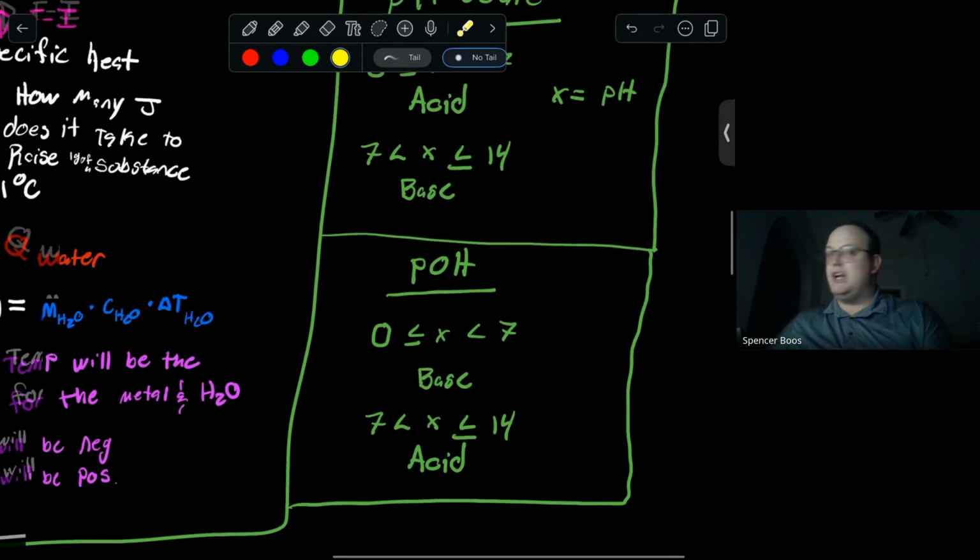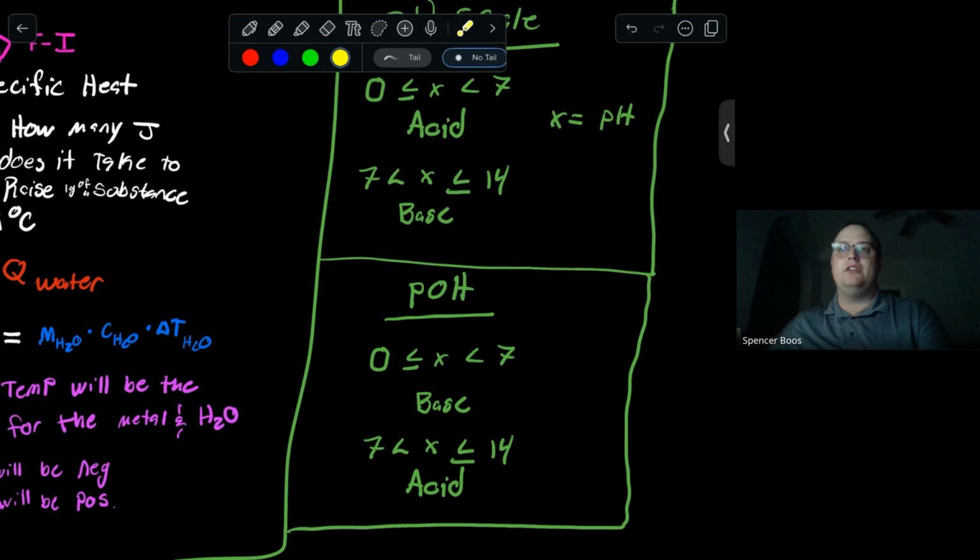There's a follow-up question here about whether we will have to write out equations with solid and aqueous forms, or whether that will be already written out for us. You will need to account for states in any and all chemical equations that are on the exam.